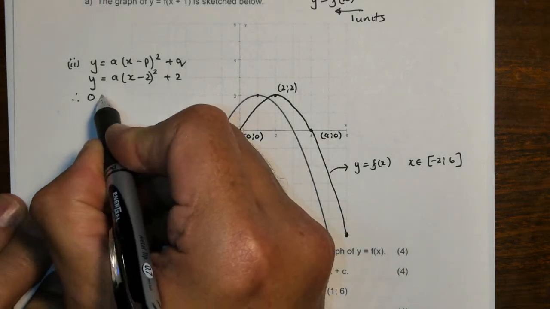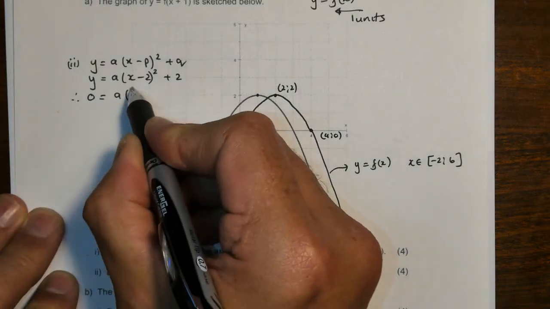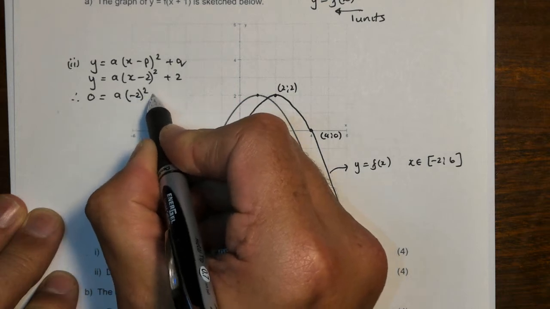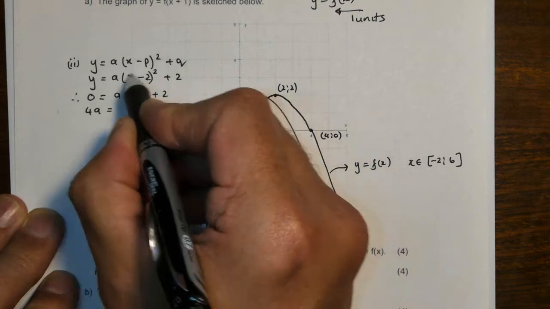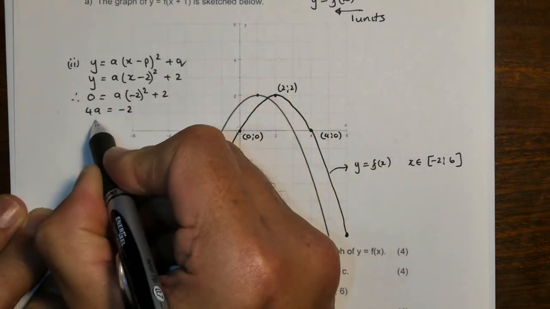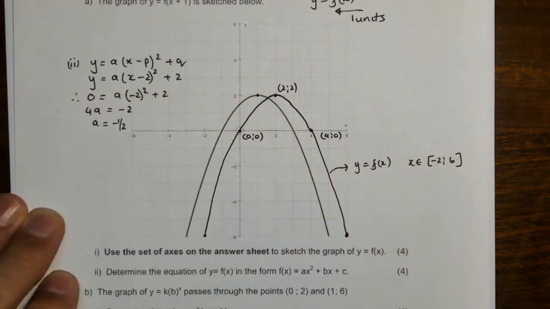So I get 0 is equal to a times (0 minus 2) all squared plus 2. So I get 4a is equal to, if I throw that over, minus 2. So the a value is minus a half.